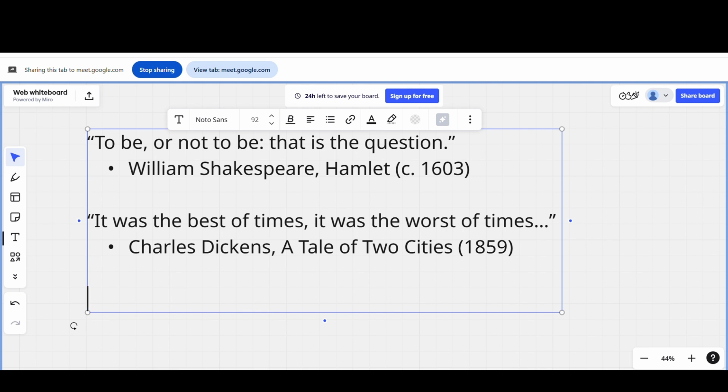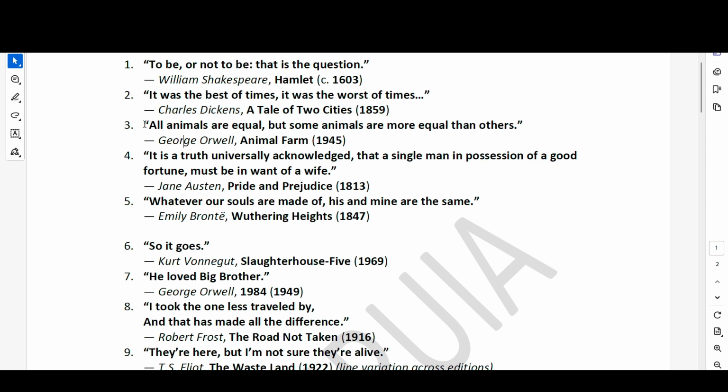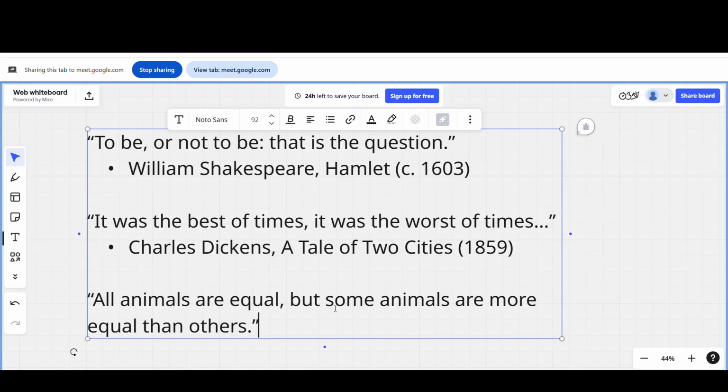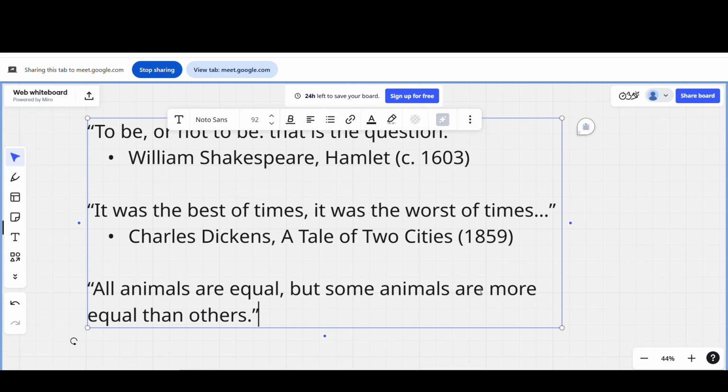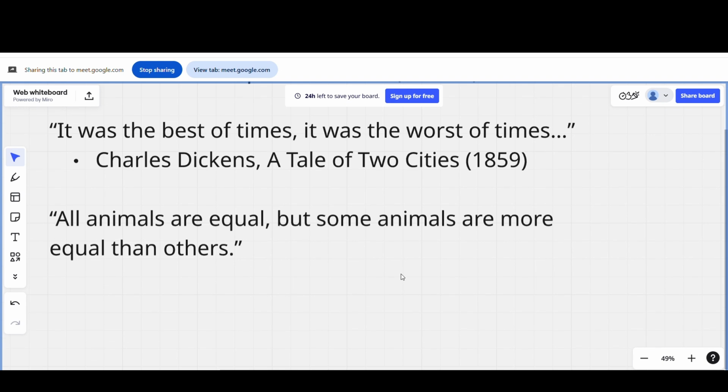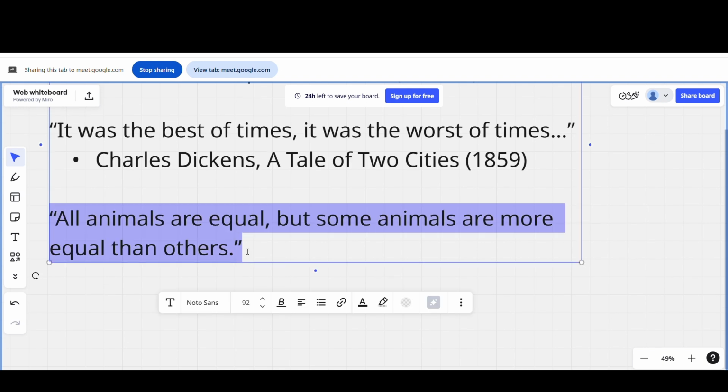Then next, what else? I think everyone will know this. What about this? All animals are equal, but some animals are more equal than others. Who wrote this? Or what is the name of the work? I need some interaction here.